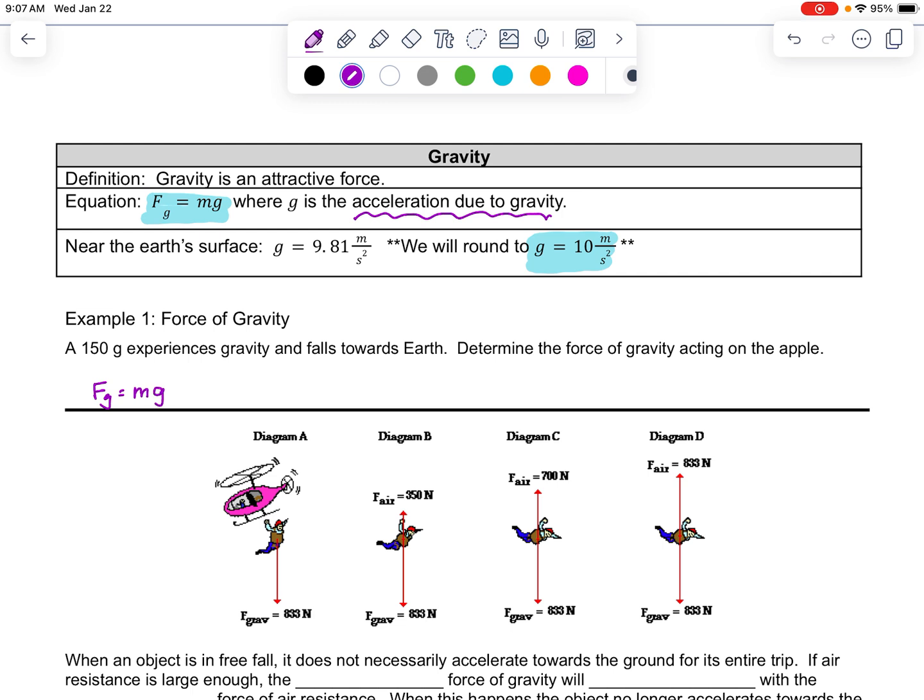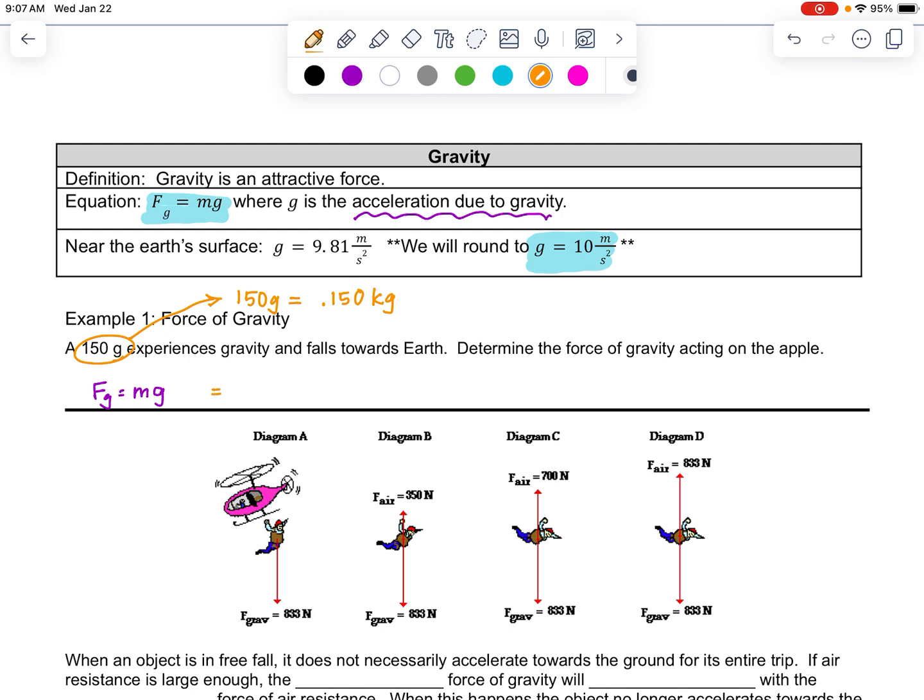Now remember, grams, right? In physics, we tend to like to convert. So 150 grams is equal to 0.150 kilograms. Remember, I'm just moving the decimal 3 to the left because a kilogram is big, so I have to make my number small. Okay, we're going to use 0.150 kilograms.